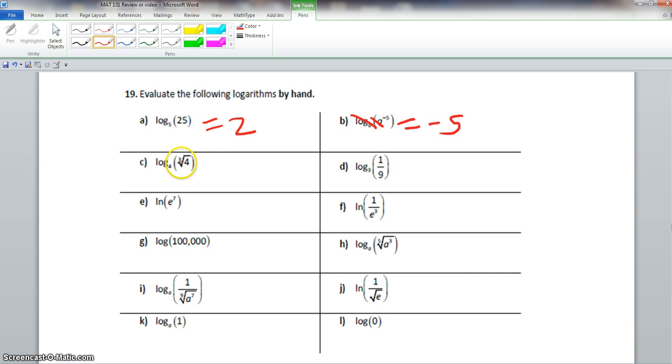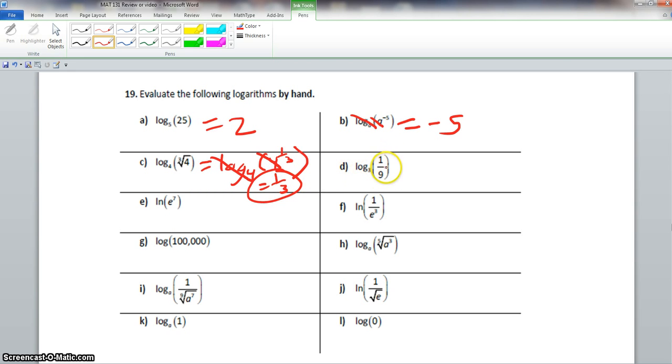Now we have log base 4 of the cube root of 4. We need to rewrite this as log base 4 of 4 to the 1/3 power. The log base 4 and this base of 4 will simplify out and leave us 1/3.